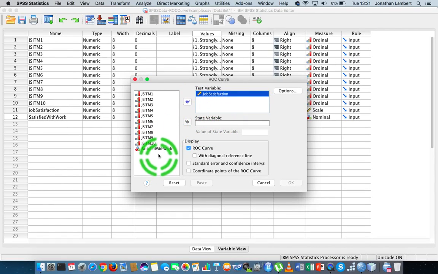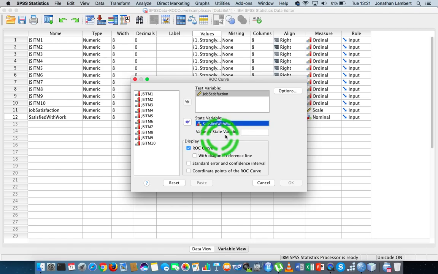Let's define the state variable, in this case satisfied with work. And let's define the state variable value, okay? The value that represents the presence of the condition. In our case, it's going to be a 1, okay?